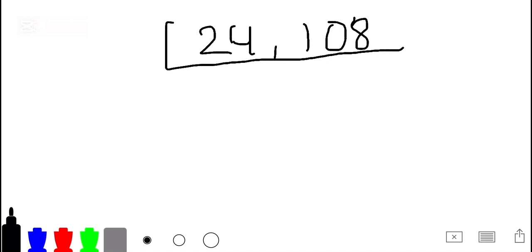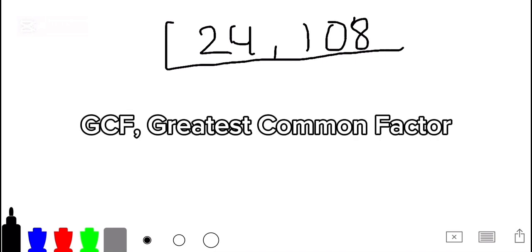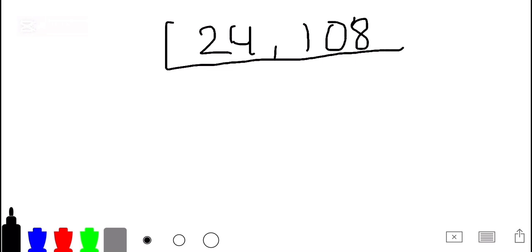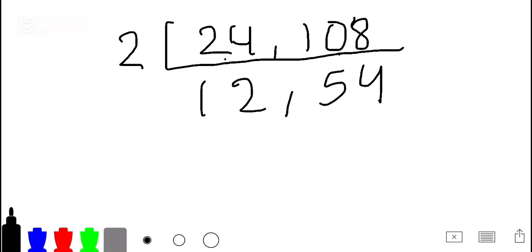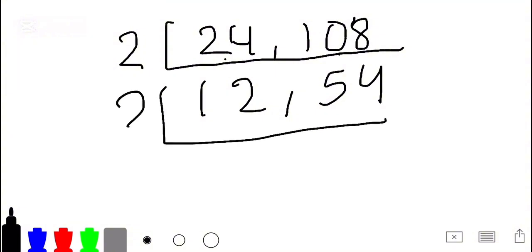Okay, let's use what we learned to find the GCF of two numbers using the division method. So we see 2 goes into both numbers here, so it goes evenly into 24 and 108, so we put 2 here, and that breaks those two numbers down to 12 and 54. We see those are not prime numbers, so we can put in another 2 here to further break it down, and that leaves us with 6 and 27.